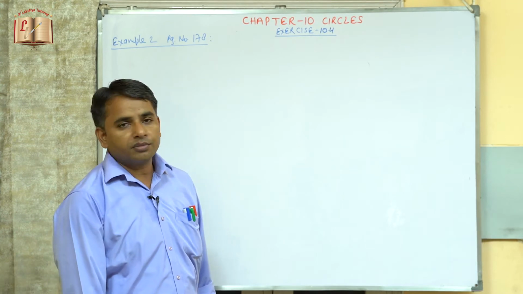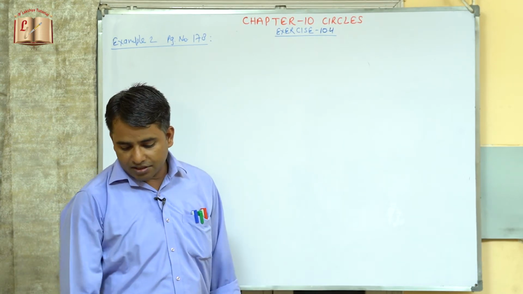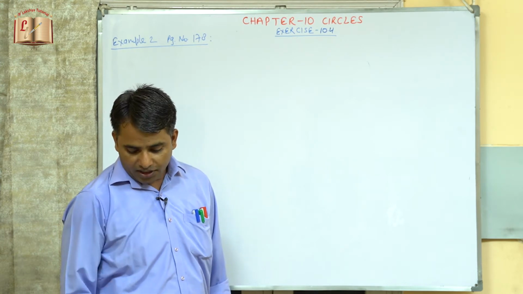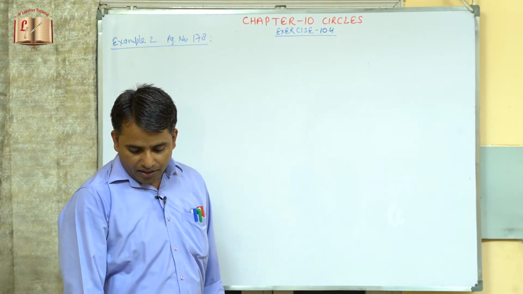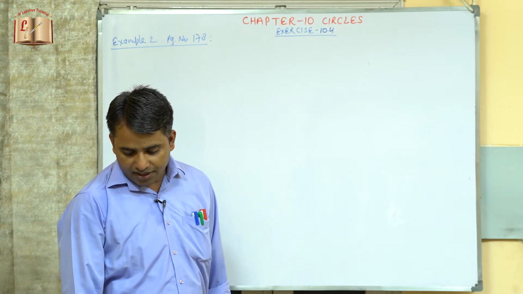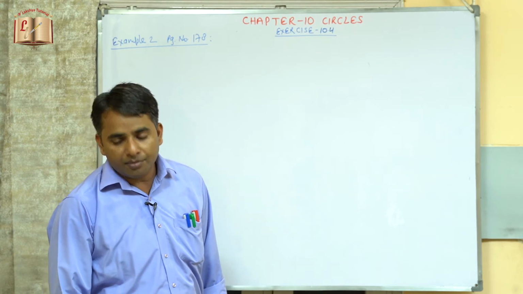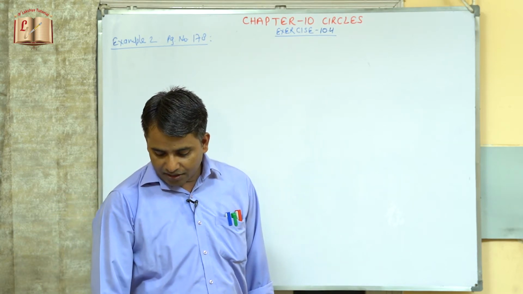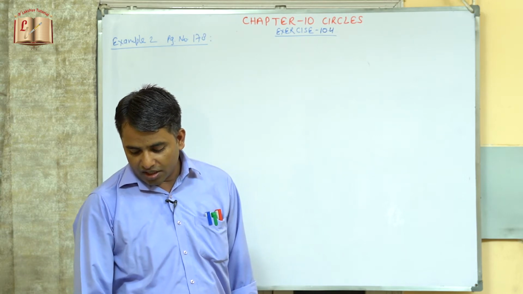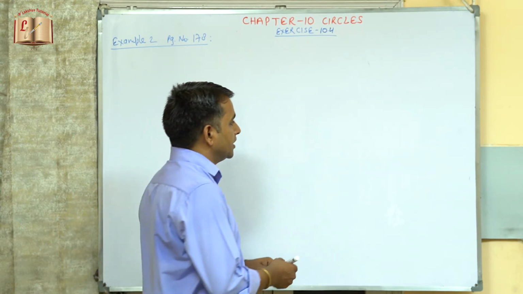So before we start with the exercise, we will discuss this example too. It's a very important example from the examination point of view. Now it is given that if two intersecting chords of a circle make equal angle with the diameter passing through their point of intersection, then prove that the chords are of equal length.